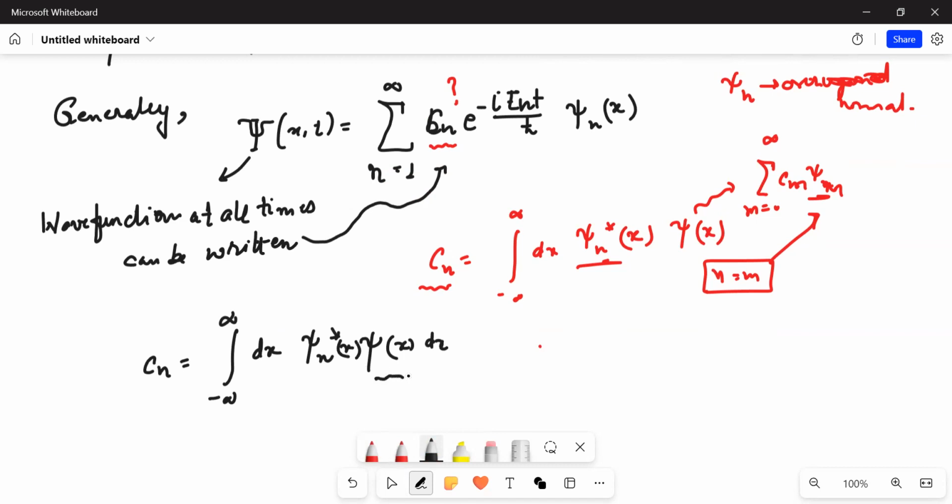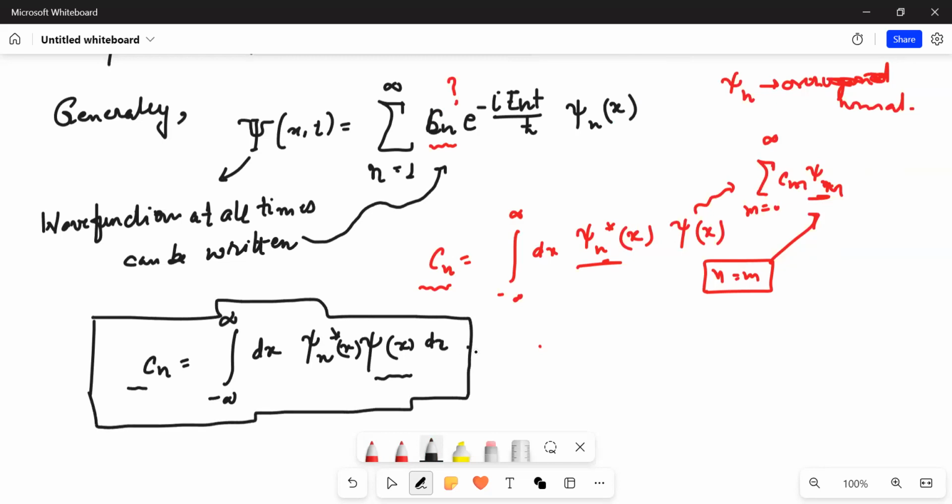So psi(x) can be expanded in terms of a linear combination of orthonormal states, and from here it is quite evident that Cn would then be equal to this. This is something that I'm leaving up to you. You can take the integral and find it on your own.